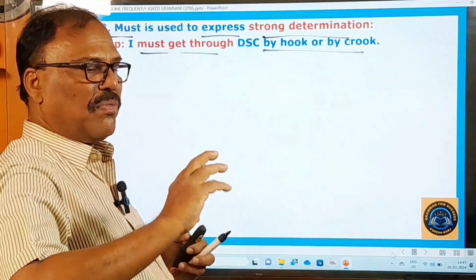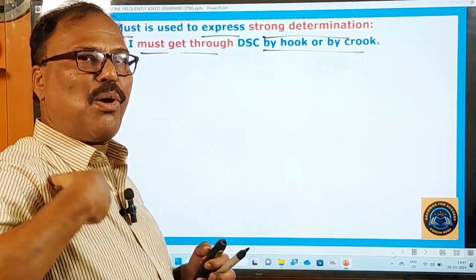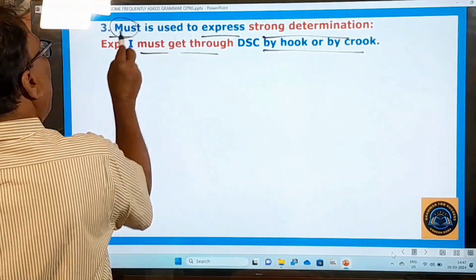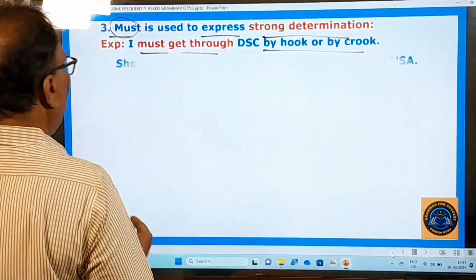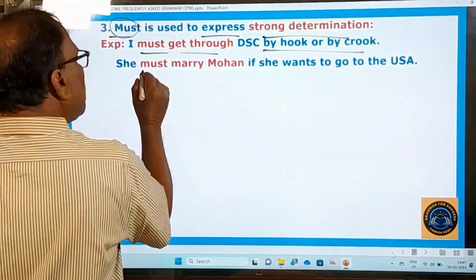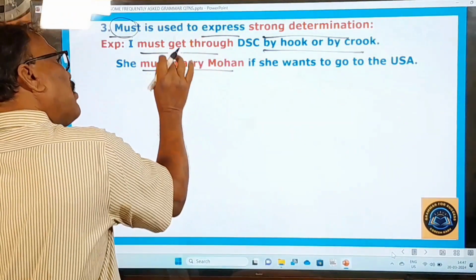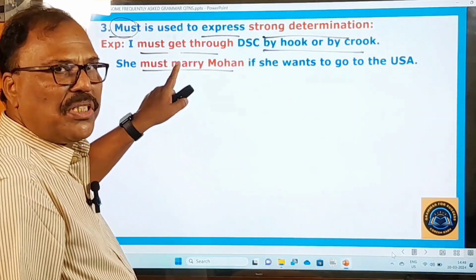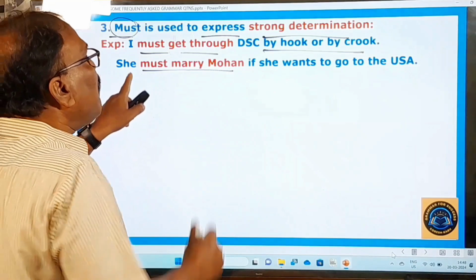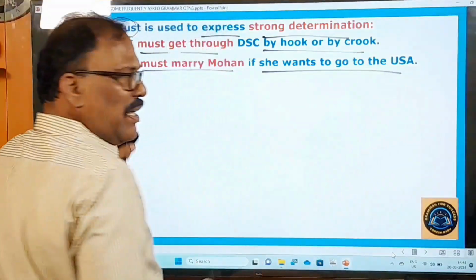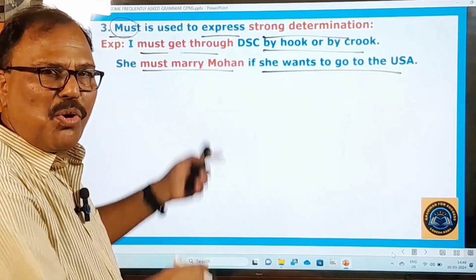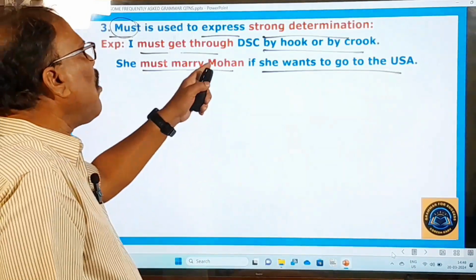Whenever you want to express your strong determination, you must make use of this modal auxiliary must. One more example here I would like to give you. She must marry Mohan. It's a strong decision on her part, a strong determination, if she wants to go to the USA. If at all she wants to go to the USA, she must marry Mr. Mohan, who is a green card holder.